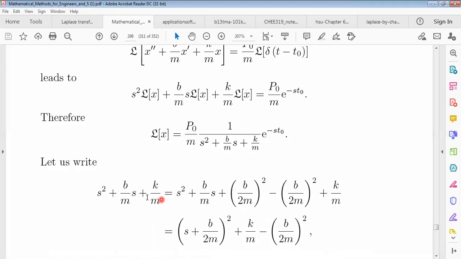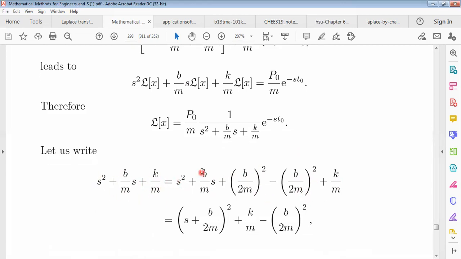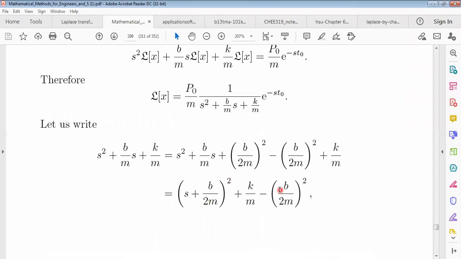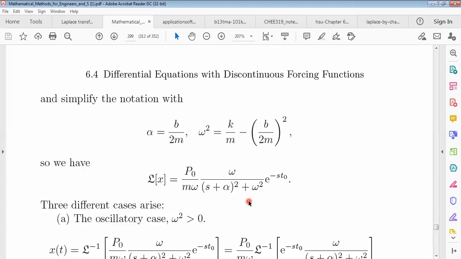Now let us write the denominator s square plus b by m s plus k by m. It can be written as s square plus b by m s, plus b by twice m whole square, minus b by twice m whole square, plus k by m. Just making it a plus b whole square formula. To make this a plus b whole square formula, we are adding another extra b by twice m whole square, so that we get b square by 4m square plus k by m.